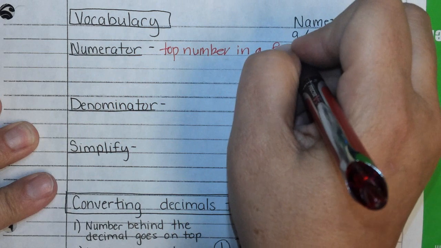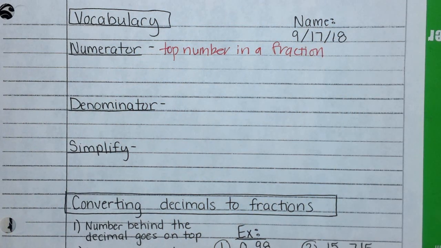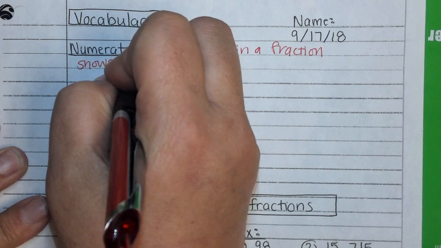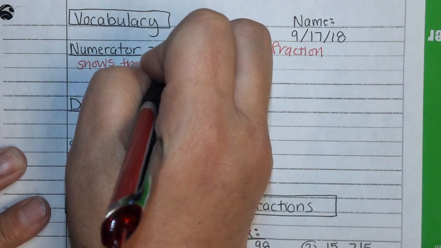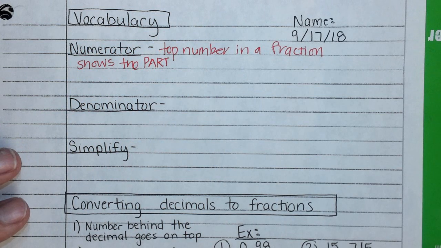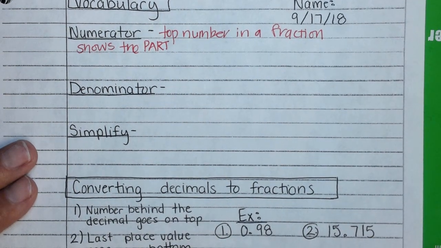in a fraction. Now, the other thing I want you to know about a numerator, let's say we have a pizza that has 5 slices and you eat 3. So how would we represent that as a fraction? 3/5. So the 3, the numerator part, shows the part of the fraction. So the numerator shows or represents the part. Because remember, a fraction shows a part of something, not a whole. So the numerator, the top number, shows the part.